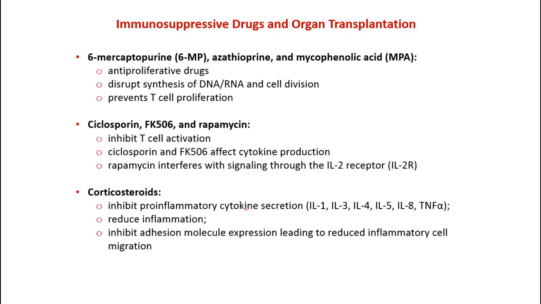So what are the immunosuppressive drugs? 6-mercaptopurine, azathioprine, and mycophenolic acid, that is MPA. These are anti-proliferative drugs. They disrupt the synthesis of DNA or RNA and cell division. They prevent cell proliferation. Then cyclosporin, FK506, and rapamycin inhibit T cell activation. Cyclosporin and FK506 affect cytokine production, and rapamycin interferes with the signaling through the interleukin 2 receptor.